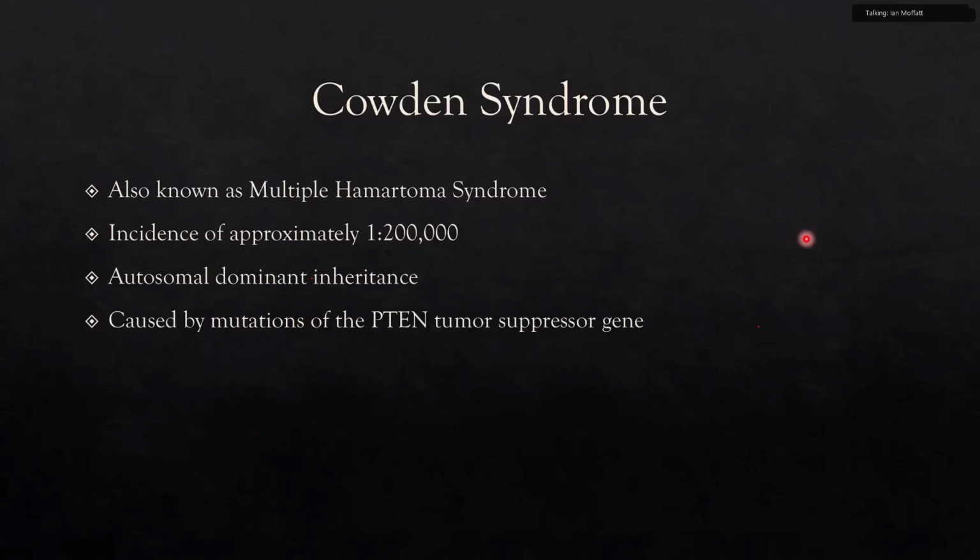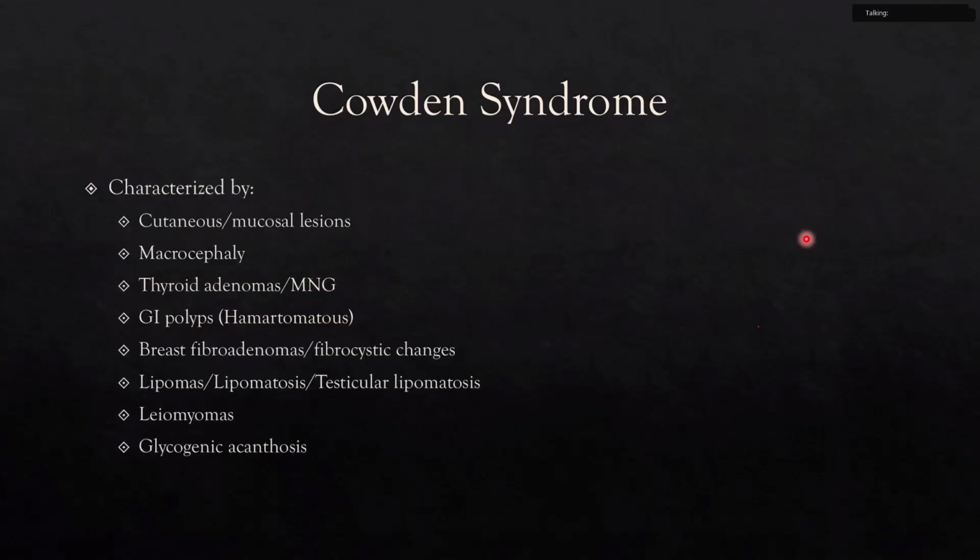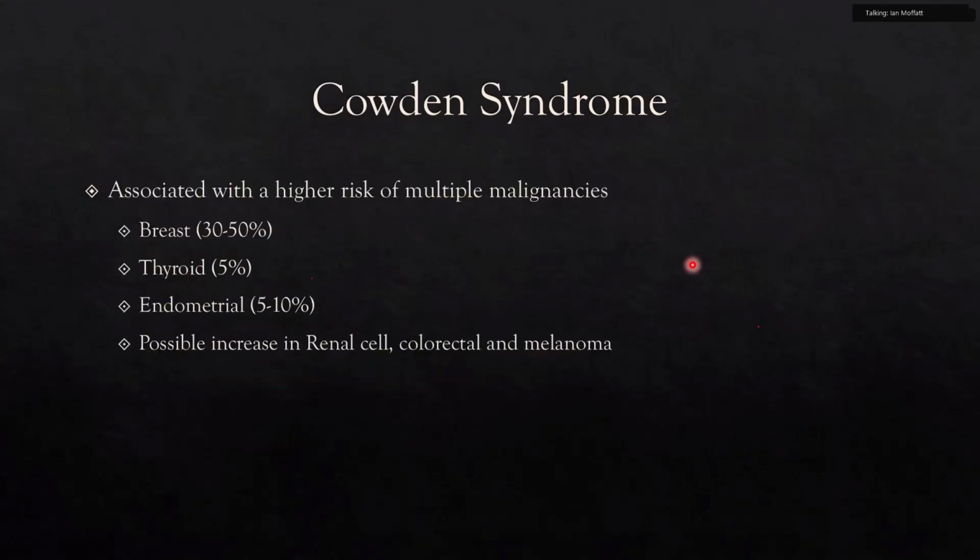Cowden syndrome is slightly more common. It's also known as multiple hamartoma syndrome. Incidence is approximately 1 in 200,000. It's autosomal dominant inheritance caused by mutations to the PTEN tumor suppressor gene. They get cutaneous and mucosal lesions, macrocephaly, thyroid adenomas, and multinodular goiters, GI polyps, breast fibroadenomas and fibrocystic changes, lipomas, lipomatosis, testicular lipomatosis, leiomyomas, glycogenic acanthosis, multiple benign lesions. They also are associated with a higher risk of multiple malignancies. So 30 to 50% develop breast cancer, 5% develop thyroid, 5 to 10% develop endometrial, and then there's a possible link to renal cell, colorectal, and melanoma.